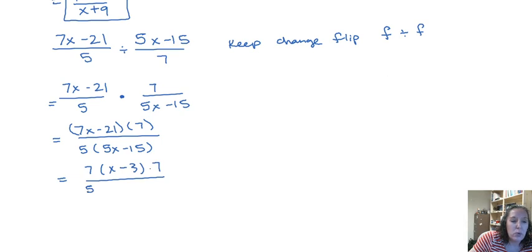In the denominator, we're going to have the 5 that came from our first denominator, and then we have another GCF, 5x minus 15. We can factor out a 5, and we'll be left with x minus 3. So we have a common factor of x minus 3. We can divide that out on top and bottom. And then what's left, 7 times 7 is 49, and 5 times 5 is 25.